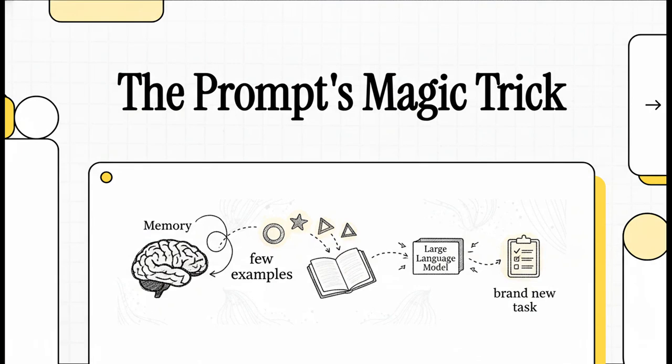Have you ever just marveled at how a large language model can learn a brand new task from just a couple of examples you pop into the prompt? I mean, it really does feel like some kind of magic trick. Well, today we are going to pull back the curtain and show you exactly how it's done.